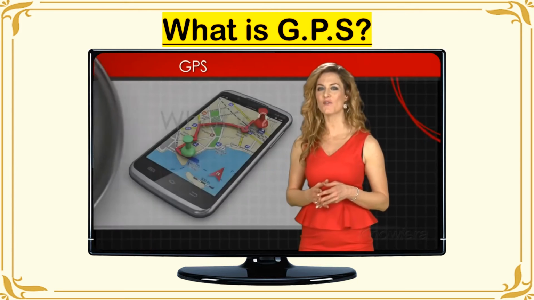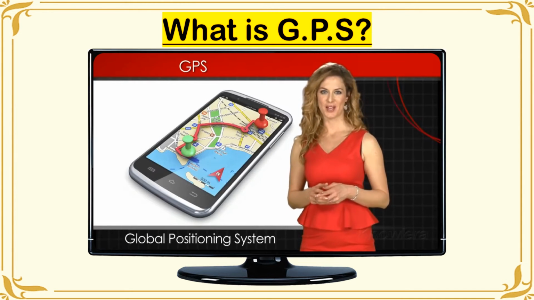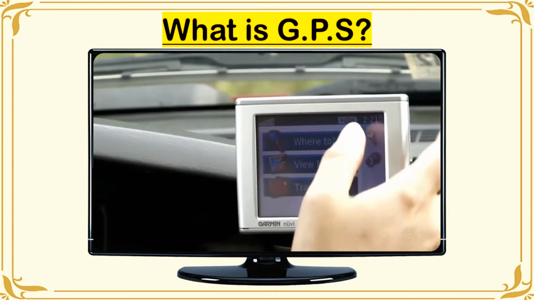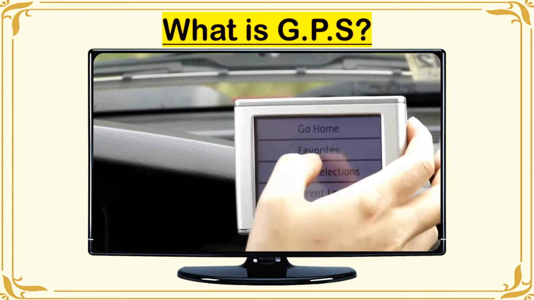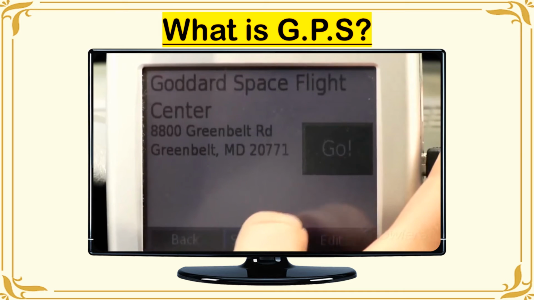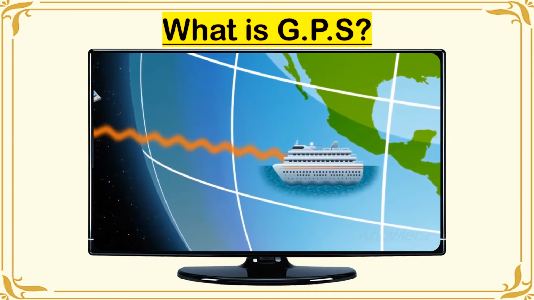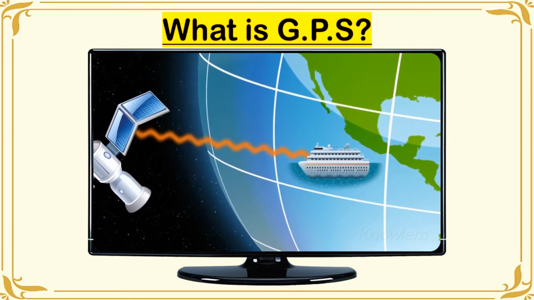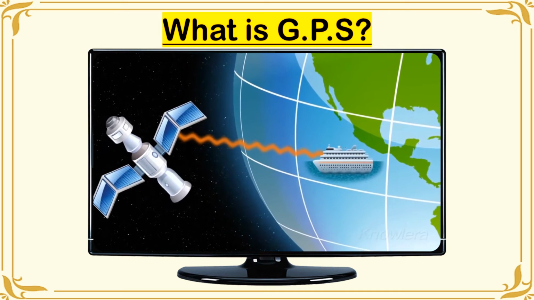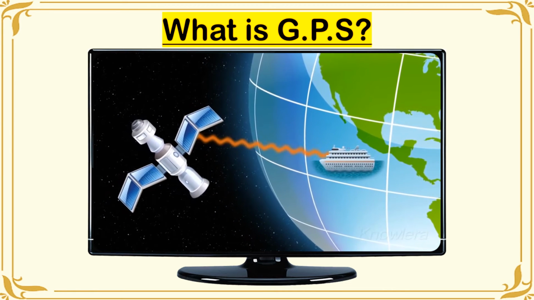We're going to answer the question, what is GPS? GPS is an acronym for Global Positioning System. Many people use the term GPS when referring to the receiver that's found in their car, but that's not entirely true. GPS is more accurately defined as a navigational system that relies on satellite signals to show an object's location.